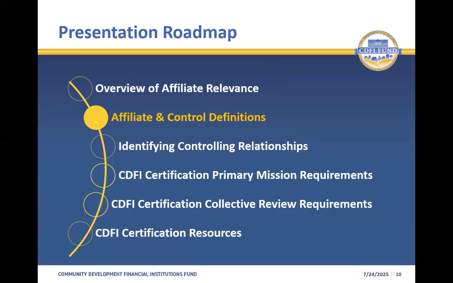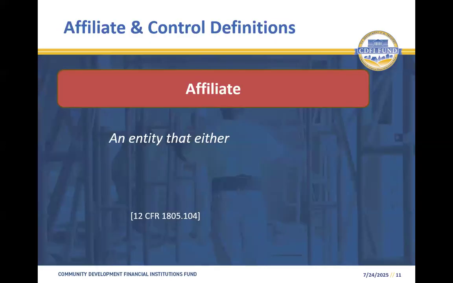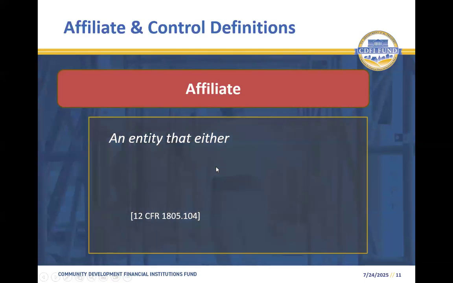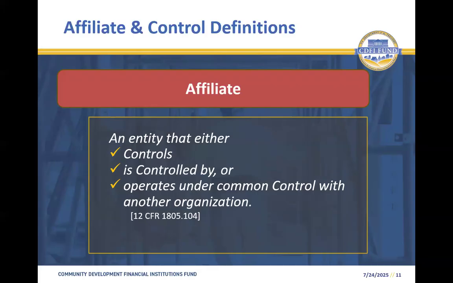We've just reviewed when affiliates become relevant in the application process. Next, we'll look at how affiliates are defined. We have a key term, affiliate. According to our regulations, an affiliate is an entity that either controls, is controlled by, or operates under common control with another organization. Understanding this definition is critical because controlling relationships determine whether the affiliate must be considered for the CDFI certification.